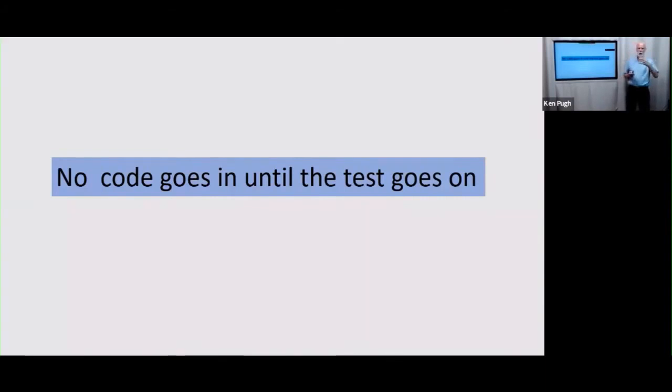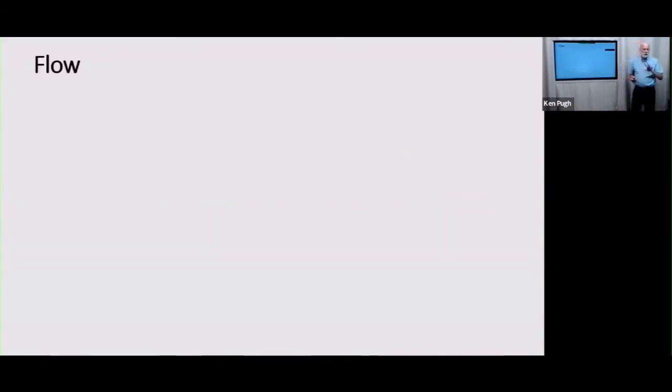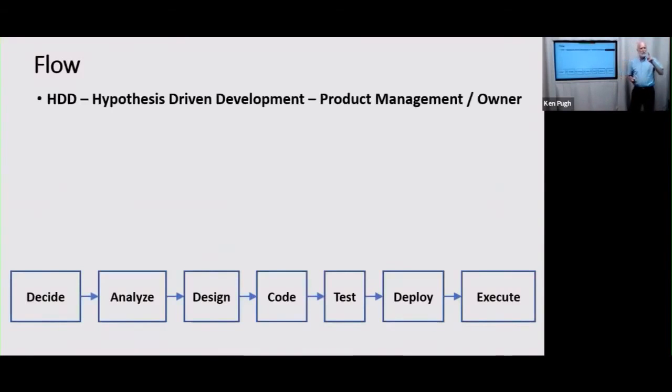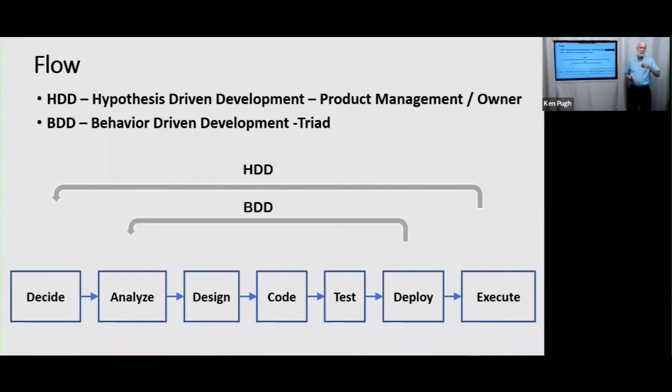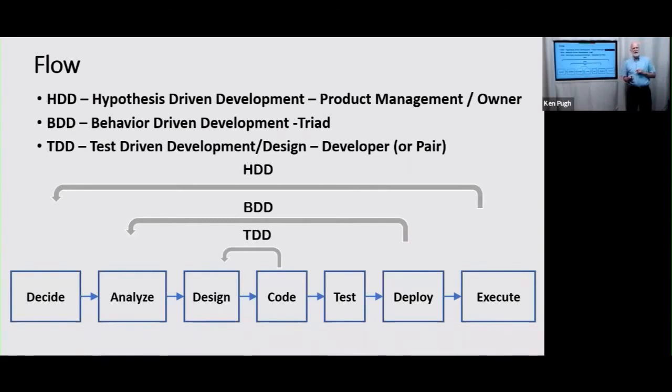If you follow that one rule, you will have testable code. So here's our flow now with tests. We've got three different types of flow. We have hypothesis-driven development, which is for the product management. We've got our HDD, hypothesis-driven development, which starts at the decision and runs to the execution. We've got our behavior test-driven development, which is the triad, and that runs from the analysis to the deploy stage. And finally, TDD, with a loop back at the design and coding stage. We're designing and coding at the same time. So there's our three loopbacks.